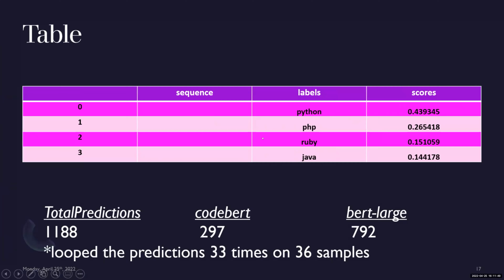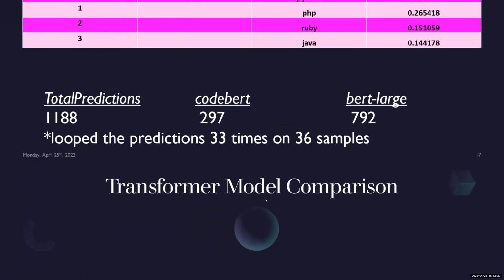Even though I didn't do any Ruby examples, I left it in as a label to see if it would mess up the algorithm at all. I had 36 samples, and I just looped 33 times, and it really didn't change the outcomes very much. That's why the number of predictions is kind of high. And CodeBERT didn't do all that great compared to BERT large, which when I started, I thought I was in trouble because I was only using CodeBERT and it wasn't doing very well. I didn't have very many samples, but BERT large did well.